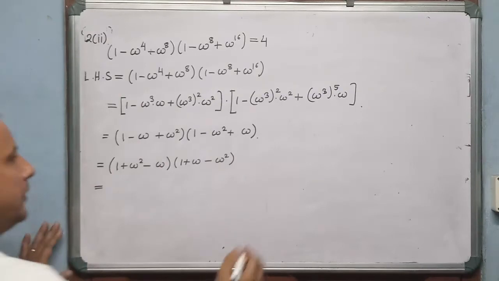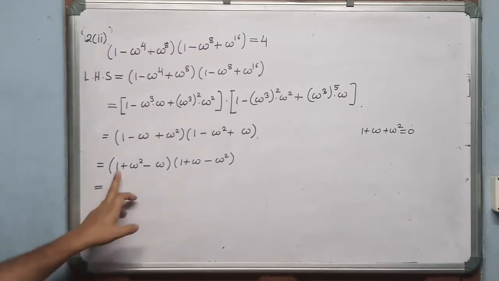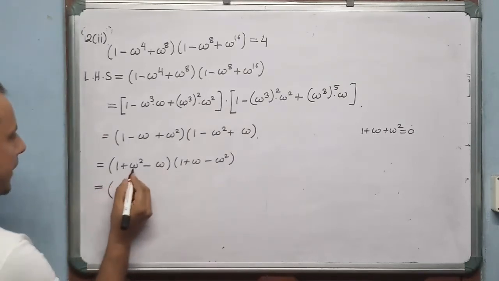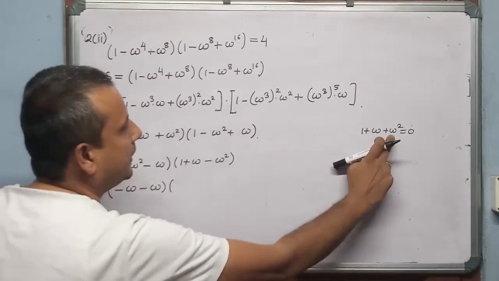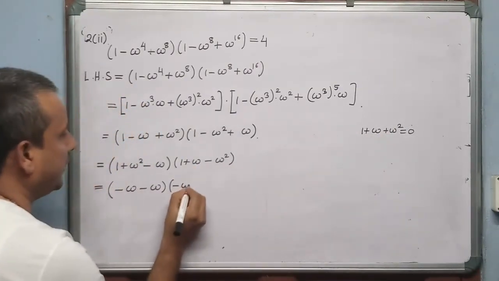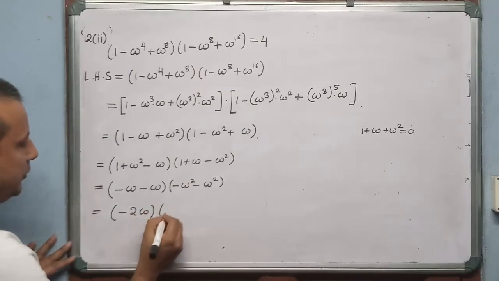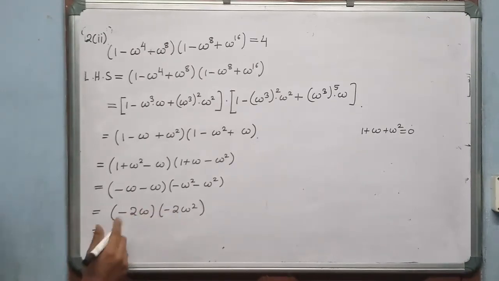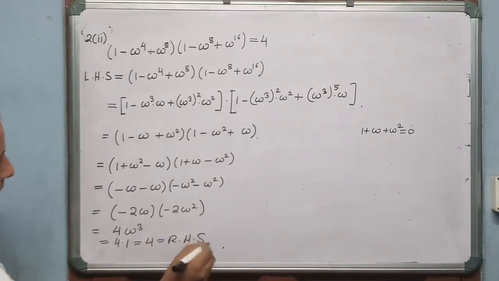We already did this before. Now again 1 plus omega plus omega square equals 0. From this relation, what will be the value of 1 plus omega square? 1 plus omega square means minus omega, so minus omega minus omega. Then 1 plus omega, from this 1 plus omega, you have to bring it over here: minus omega square. So 2 omega into minus 2 omega square. Then multiplication: minus into minus plus, 2 times 2 is 4, omega square into omega is omega cubed, and the value of omega cubed is 1. 1 into 4 is 4, and this equals the right hand side.